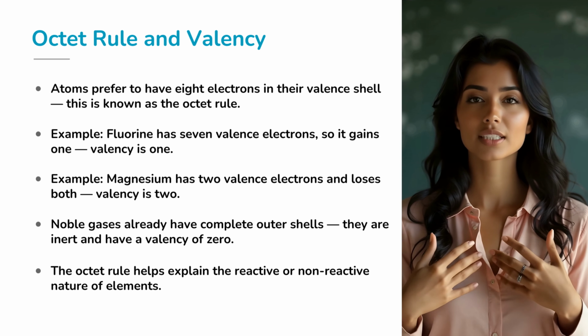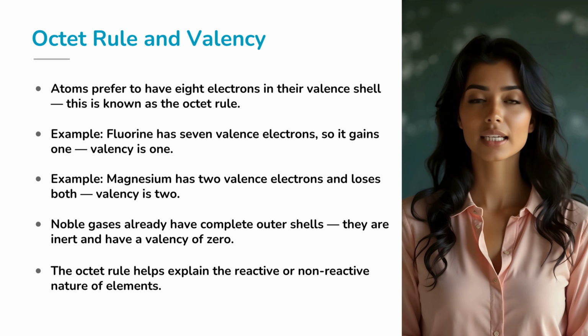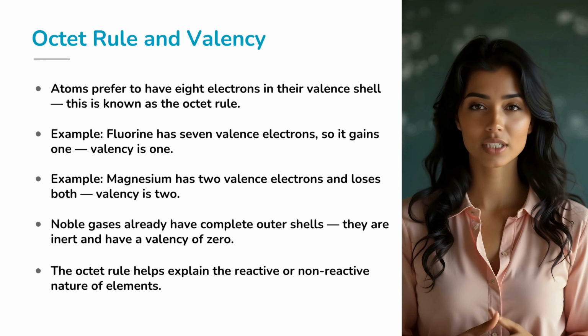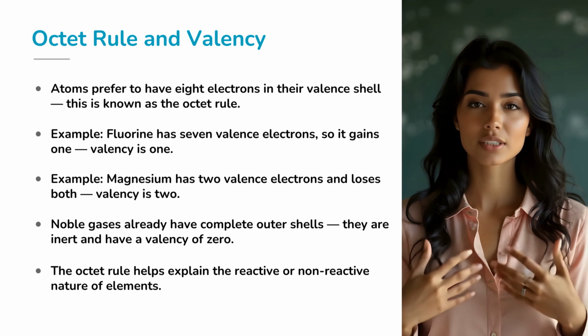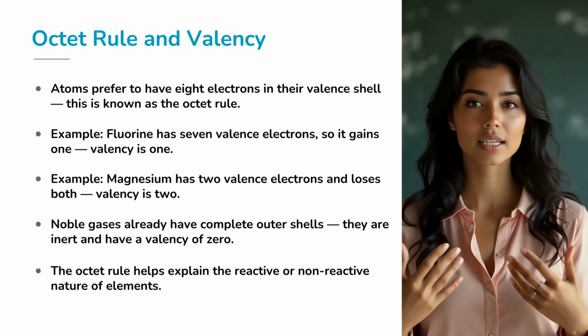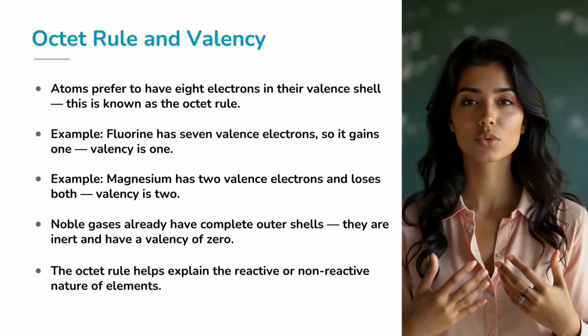Take fluorine, for example. It has 7 valence electrons. To reach 8, it just needs 1 more, so its valency is 1. Magnesium has 2 valence electrons. Instead of gaining 6, it's easier for magnesium to lose 2, so its valency is 2.